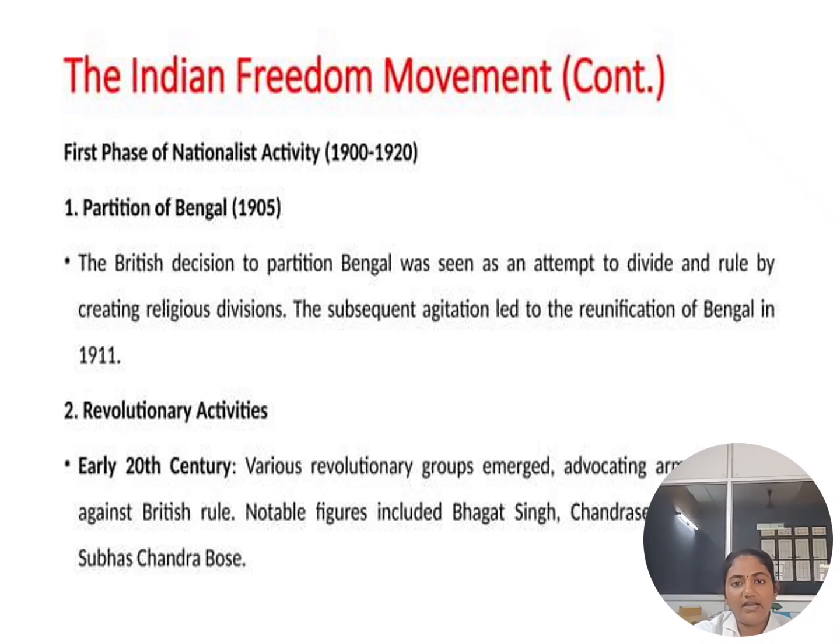And coming to the next one, we have the first phase of nationalist activity from 1900 to 1920, where the partition of Bengal was done in 1905, and it was an attempt to divide and rule by creating religious divisions, and it was reunited, the reunification of Bengal being done in 1911.